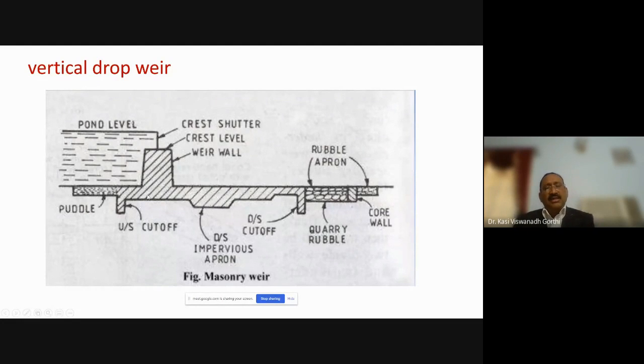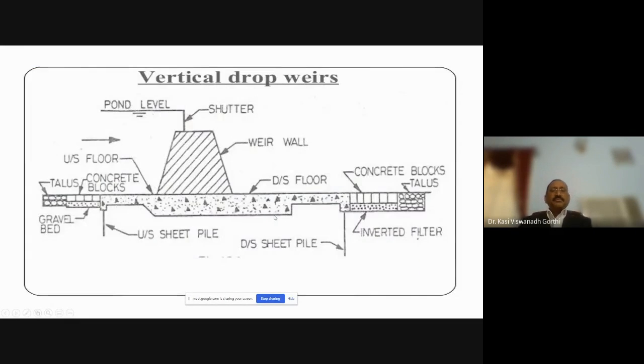Apart from that, we need to arrive at several levels, and the depths of these cutoffs also have to be arrived at. So in a nutshell, for any vertical drop weir, we will be calculating the levels, the thicknesses, and the upstream and downstream apron lengths. Also, we will be calculating the upstream and downstream sheet pile depths, how much depth the upstream sheet pile and how much depth the downstream sheet pile are to be provided.